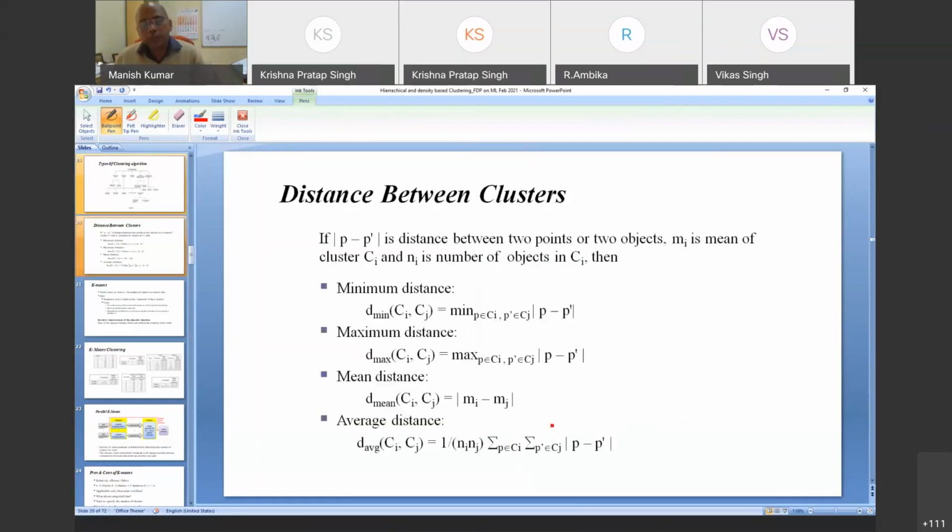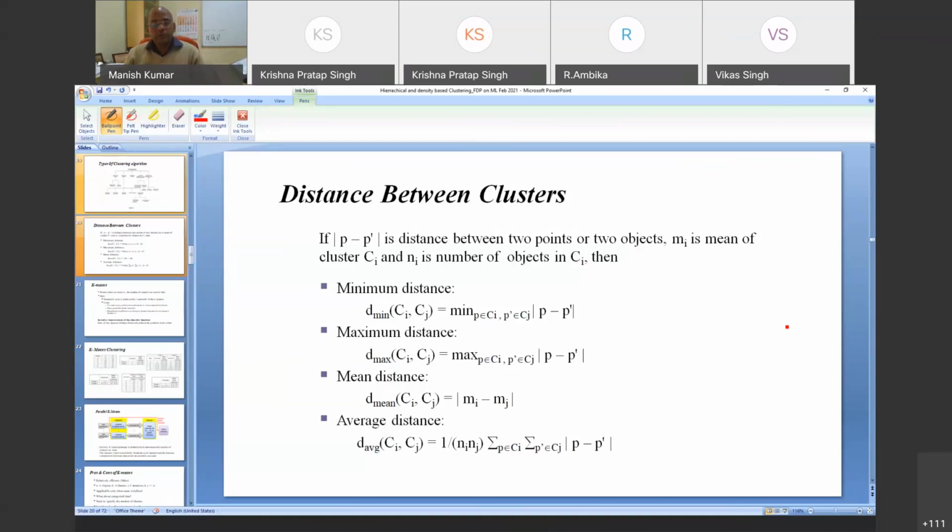The distance between clusters can be seen in this way. If P minus P dash is the distance between 2 points or 2 objects, then Mi is the mean of the cluster Ci and Ni is the number of objects in Ci. Similarly, Cj and Mj will be there. So how can the distance between clusters be calculated or viewed? There are 4 ways of doing it.